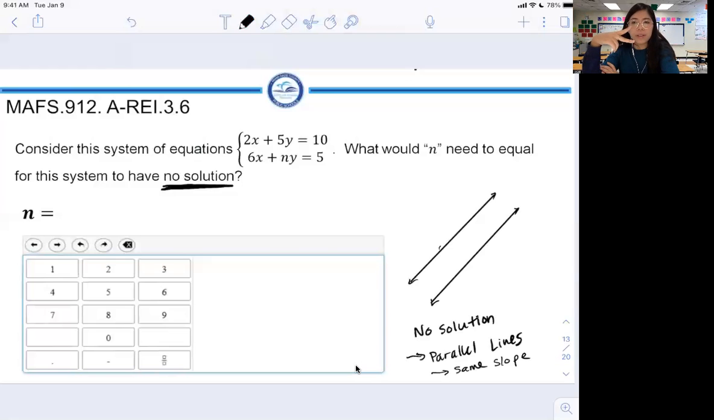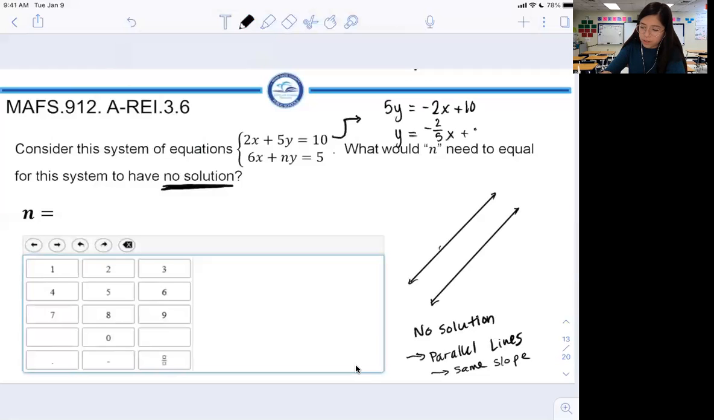Now there's two ways to do this. One way would be to turn this into slope-intercept form. So I would move the 2x over to the other side. So this would be 5y equals -2x plus 10. And then I would divide both sides by 5. So this would be y equals -2/5 x plus 2. So I know that the slope is -2/5. I could do it that way.